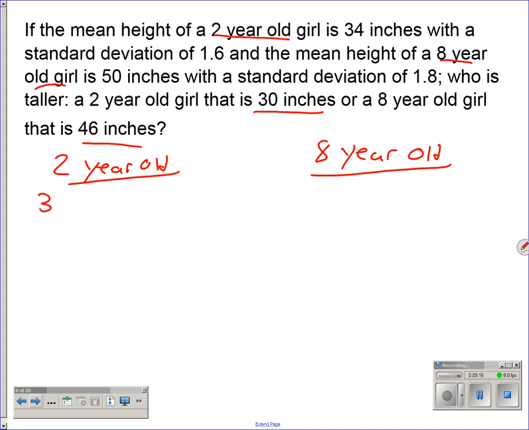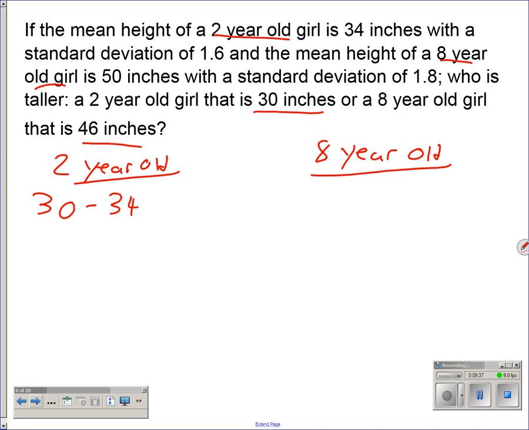34 inches? Okay. What's the mean height? If the girl is 30 inches, the mean is 34. Oh, crap, you're right. My bad, video people. The height of the 2-year-old that we're looking at is 30 inches, and the mean height is 34. I apologize. Good catch.